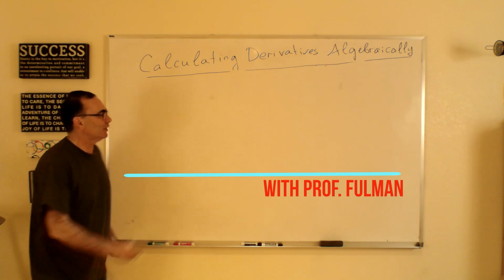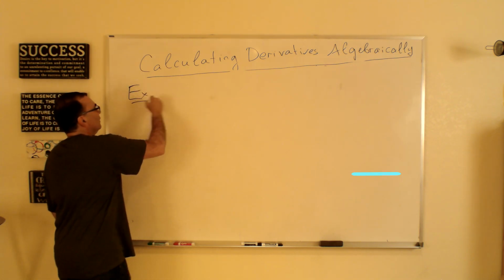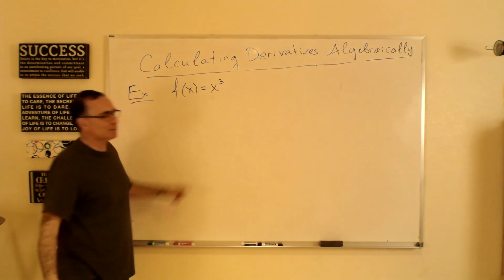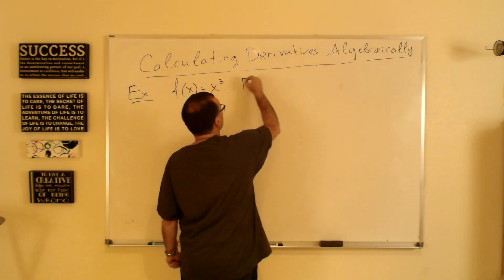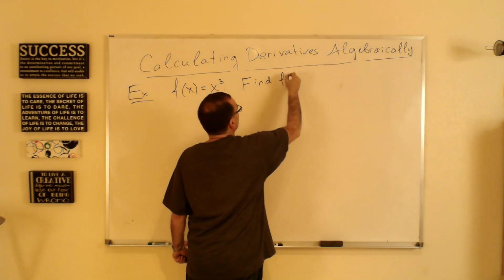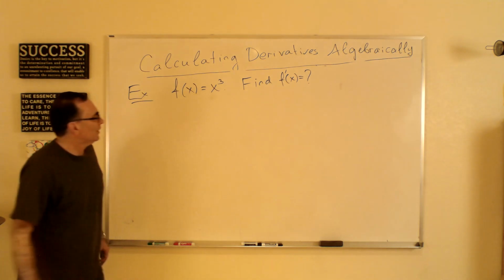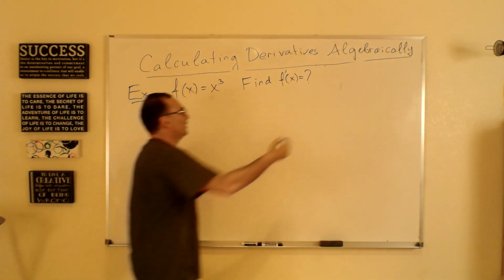...is calculating algebraically the derivative of function x cubed. So f of x equals x cubed, and the question is: find f prime of x. You may actually know the answer, so I will write the answer here.